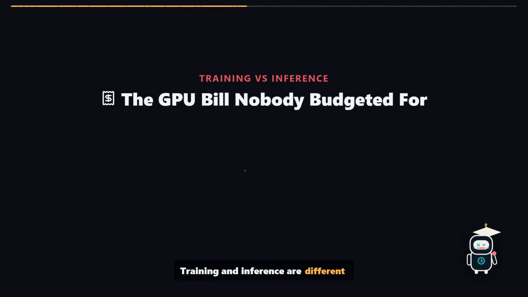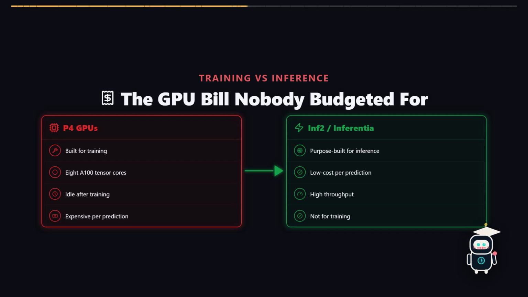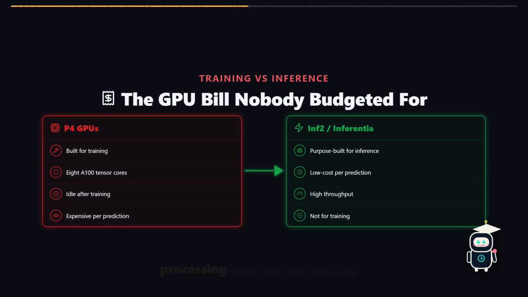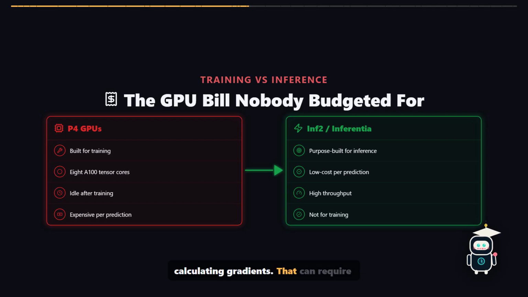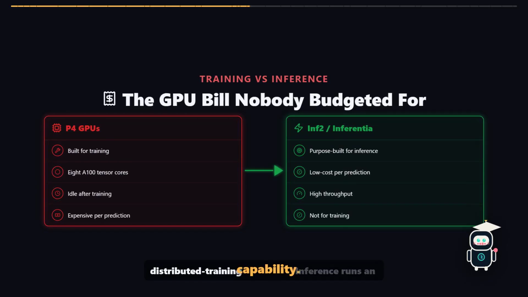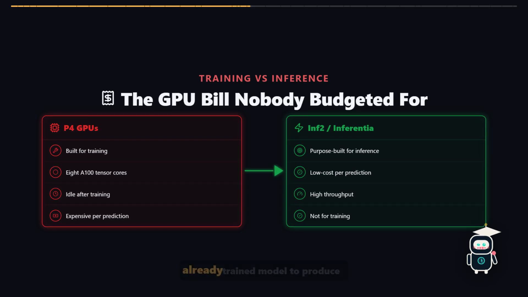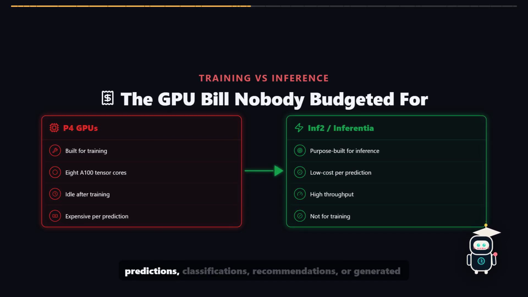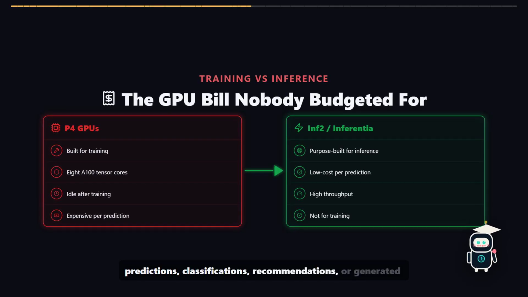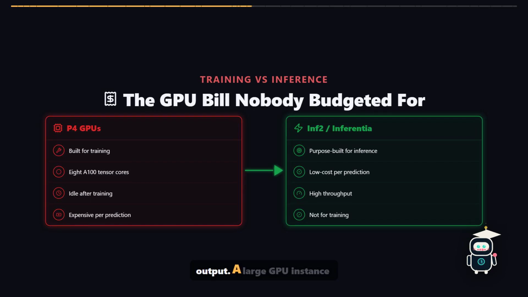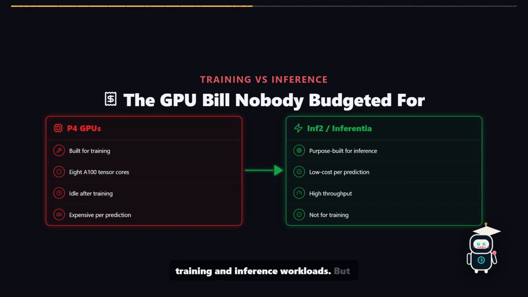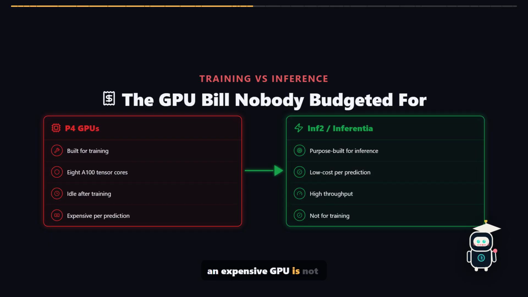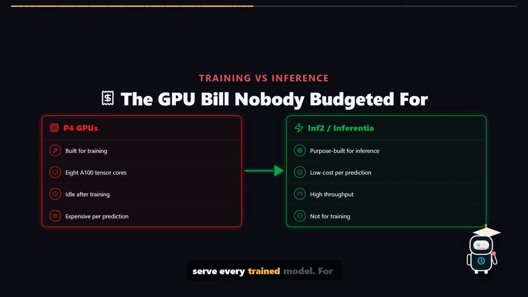Training and inference are different stages of a machine learning workload. Training updates a model by processing large data sets and repeatedly calculating gradients. That can require substantial accelerator memory, throughput, and distributed training capability. Inference runs an already trained model to produce predictions, classifications, recommendations, or generated output. A large GPU instance can be appropriate for some training and inference workloads. But an expensive GPU is not automatically the best way to serve every trained model.